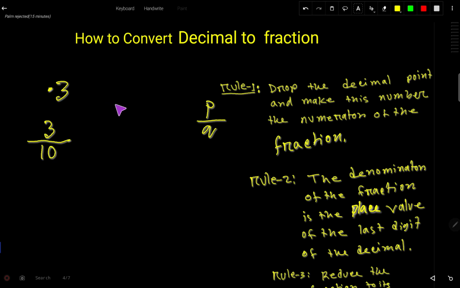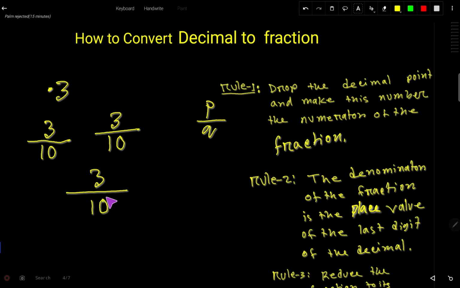Okay, here is another way. Take the numerator. For the decimal point you have to consider 1, and for every digit after the decimal point we have to take 0. So 1 digit, 10. Here is another way. Drop the decimal and you will get a number, that is the numerator, and then directly you have to write 10, right?